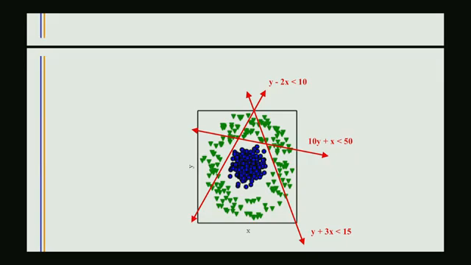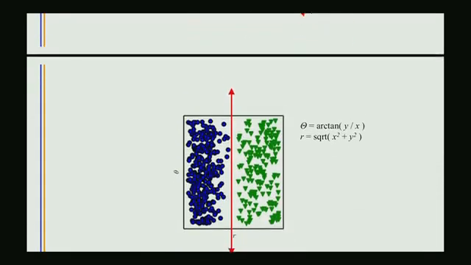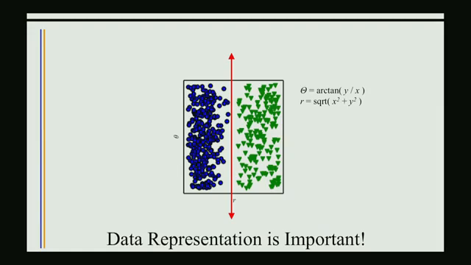Now, part of the problem is the models can't do a shift of data representation. Meaning, hey, if I could just remap everything into r theta as opposed to xy, all of a sudden the data becomes trivially separable.